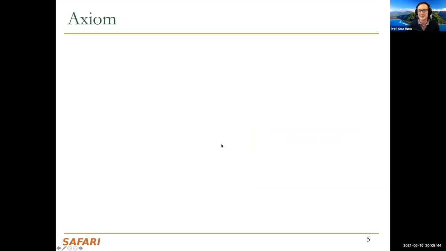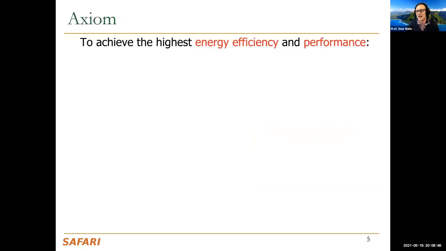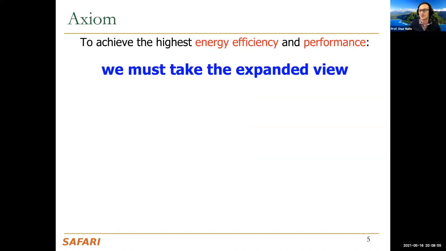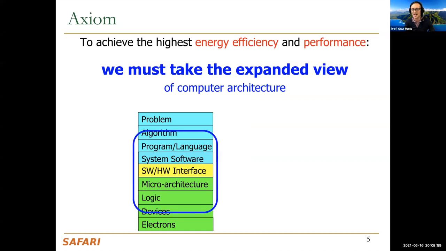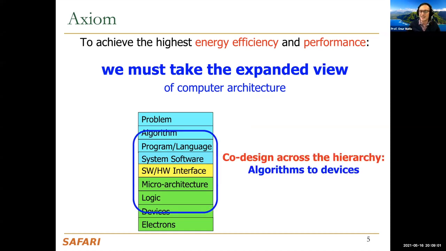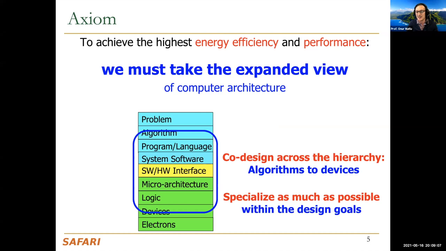I think we really need this approach to get the highest energy efficiency and performance from our systems today, because we just cannot constrain ourselves to one level in that hierarchy that I showed you earlier. We must really take an expanded view of computer architecture and computing system design, co-design across the hierarchy, take an algorithm and co-design everything underneath it all the way to the devices, and specialize as much as possible, hopefully within the design goals. And hopefully I'll give you examples of this throughout this talk.